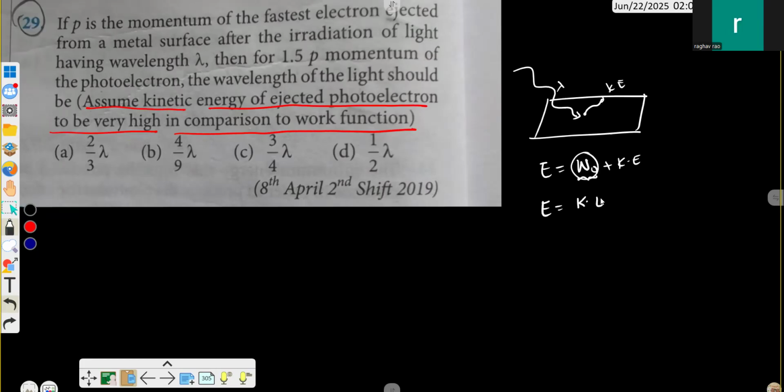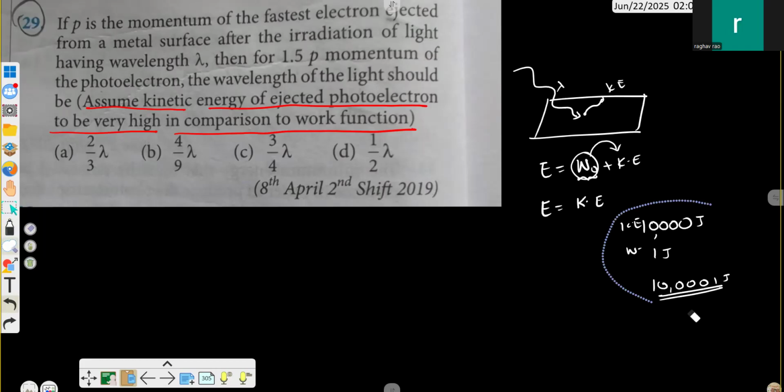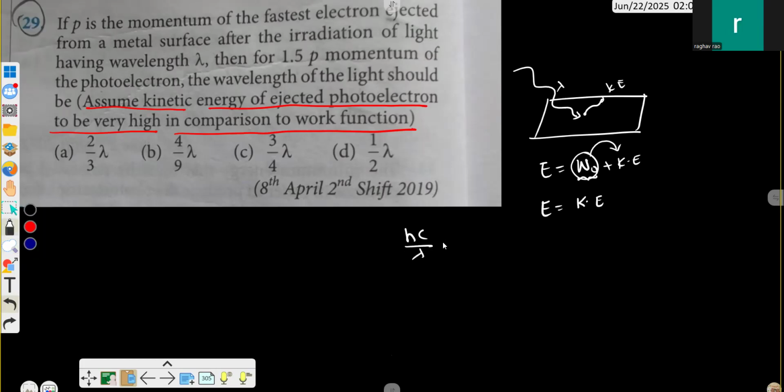We can directly write E is equal to kinetic energy, because adding the work function to kinetic energy doesn't make much difference. Let us assume kinetic energy is 10,000 joules and work function is 1 joule. Then the sum becomes 10,001 joules, which doesn't matter. So we can just remove it and simply write energy of a photon is equal to kinetic energy of the electron. So hc by lambda is equal to kinetic energy of the electron.